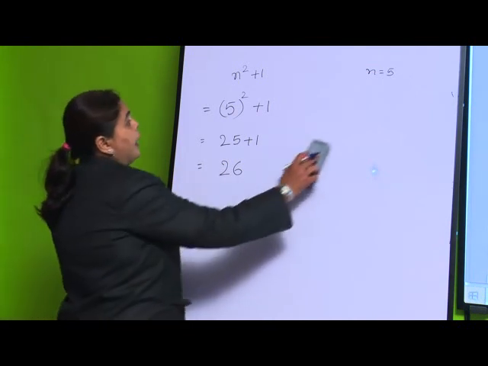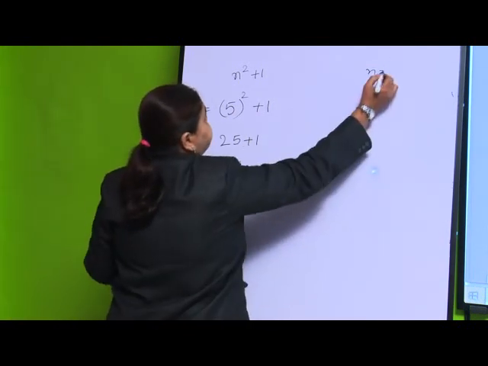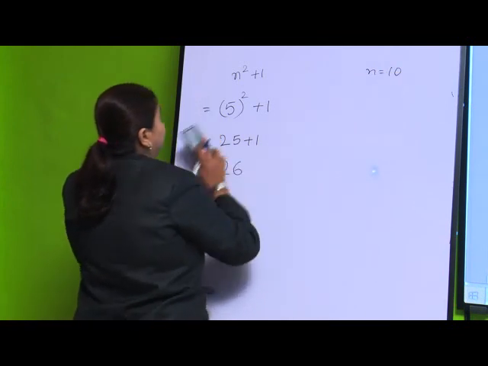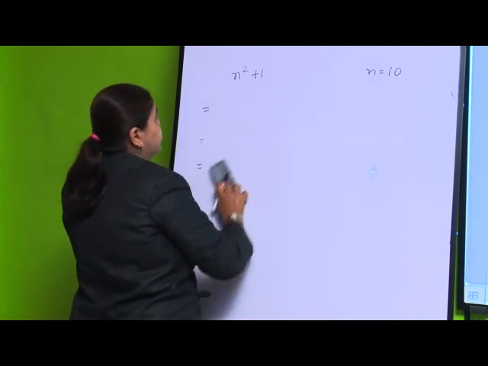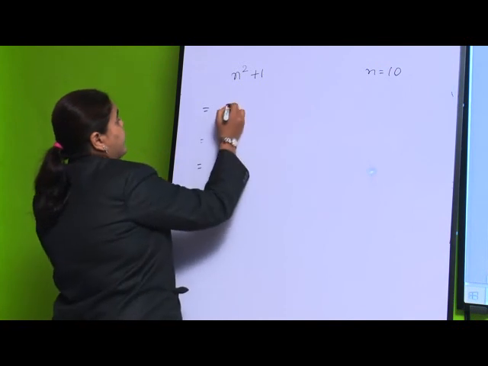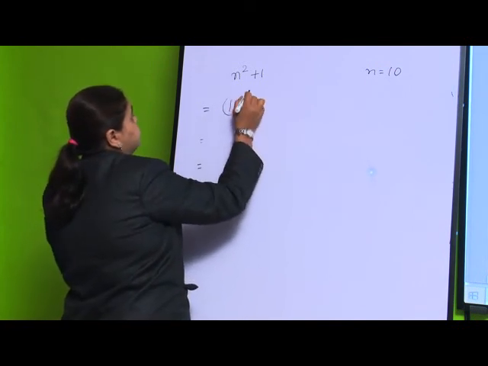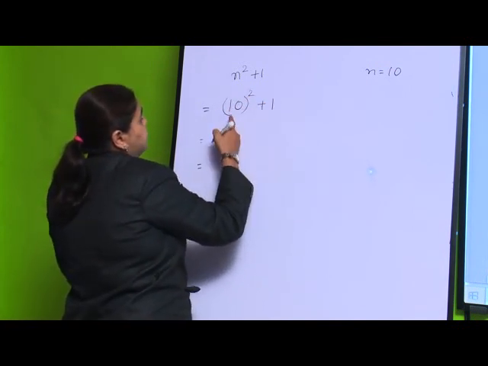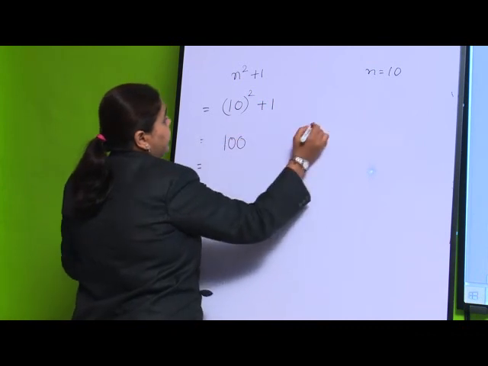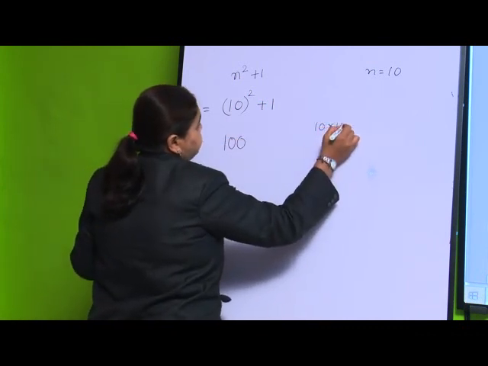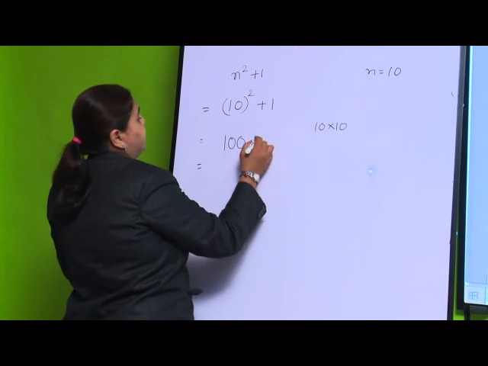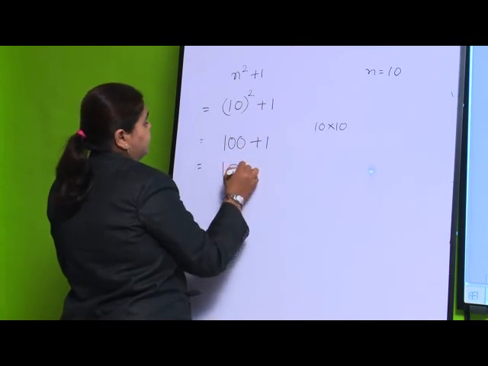If we want n is equal to 10, so here the steps will change. In the place of n we will write 10 square plus 1. 10 square is 100. Again I will say it is 10 into 10. 100 plus 1 is 101.